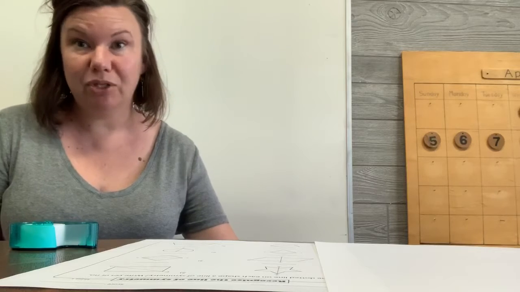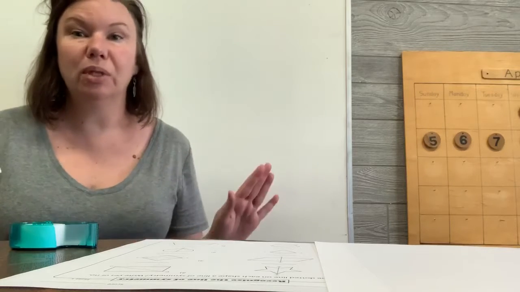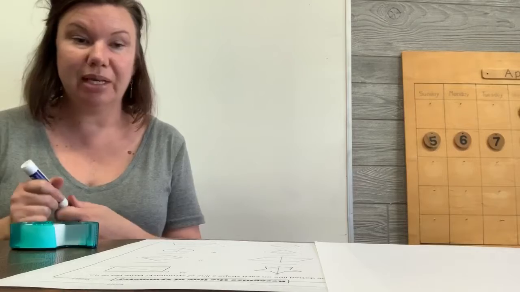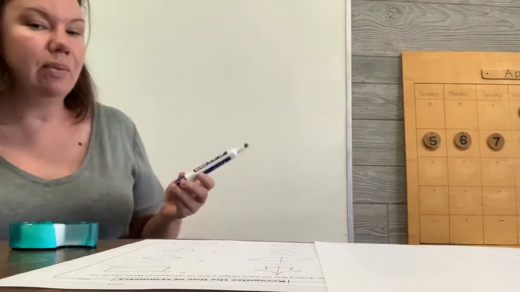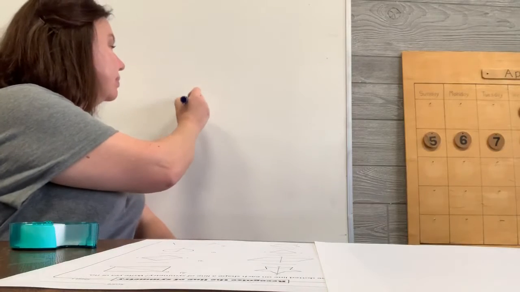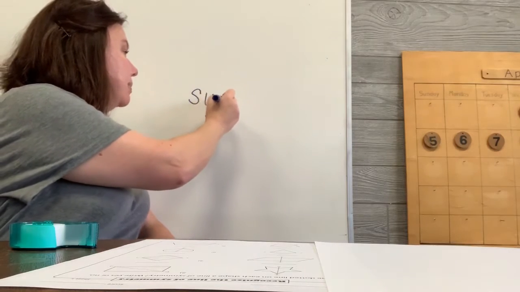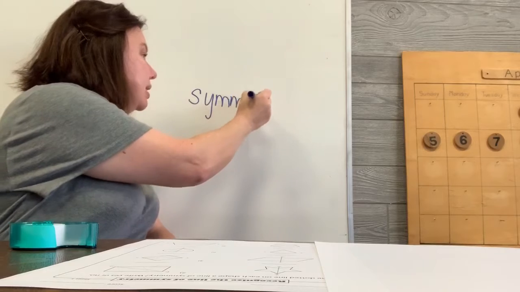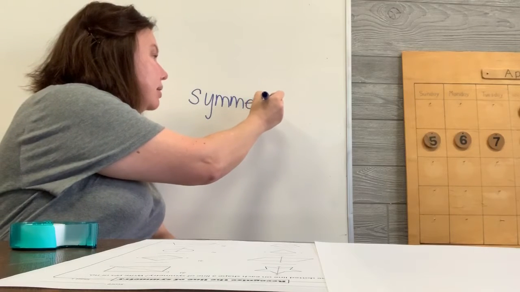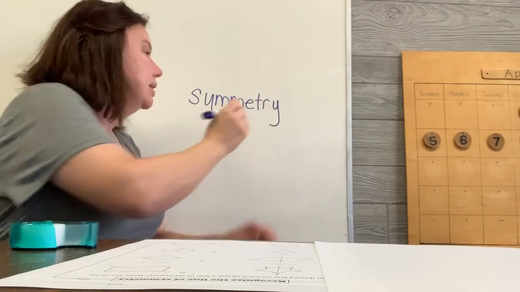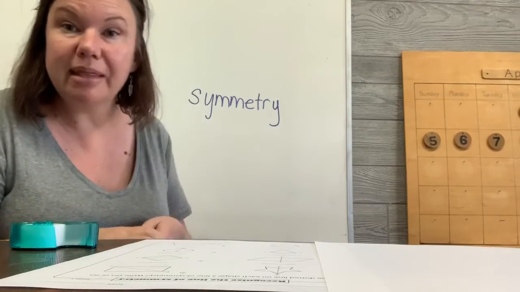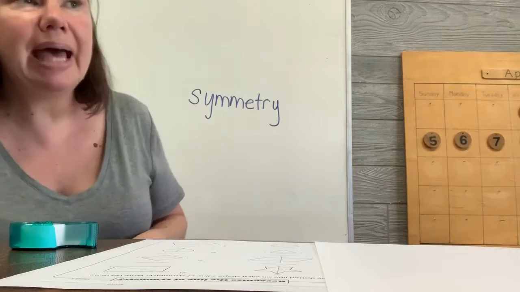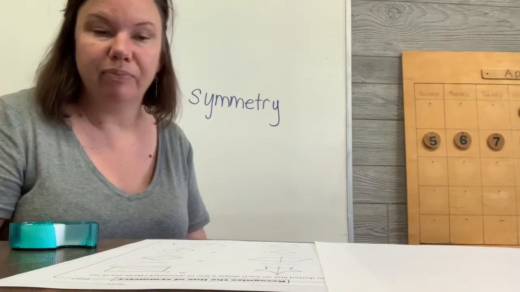All right, everybody, we are going to work with symmetry. We're actually going to do lots of works today with symmetry. Our math today is all about symmetry. So I'm going to write that word on the board for you. S-Y-M-M-E-T-R-Y. Symmetry. Okay?